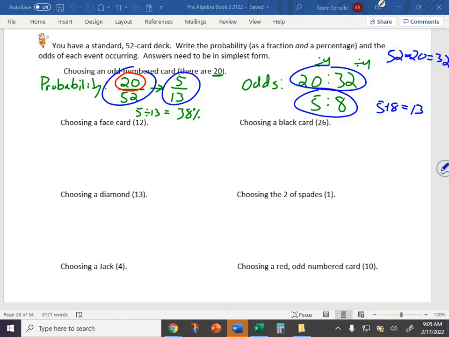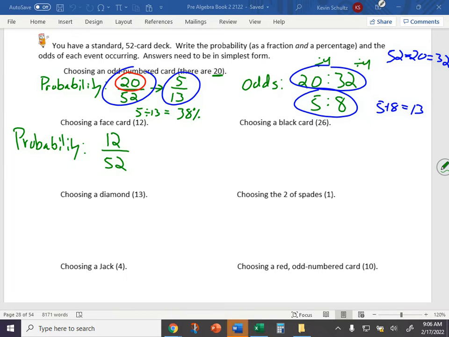Okay? The next one, choosing a face card. There are 12 face cards in the deck. 4 jacks, 4 queens, 4 kings. What's the probability of choosing a face card? Tony? 12 out of 52. 12 out of 52. 12 possible divided by 52 total.